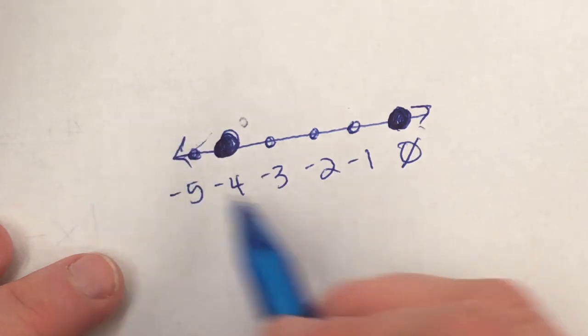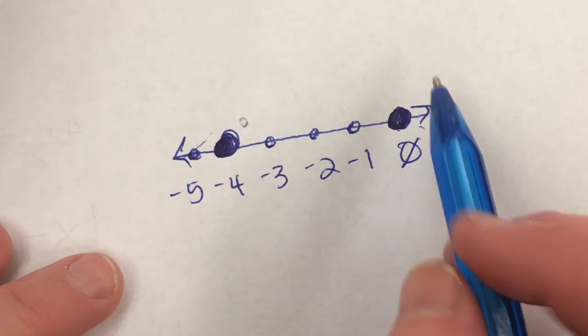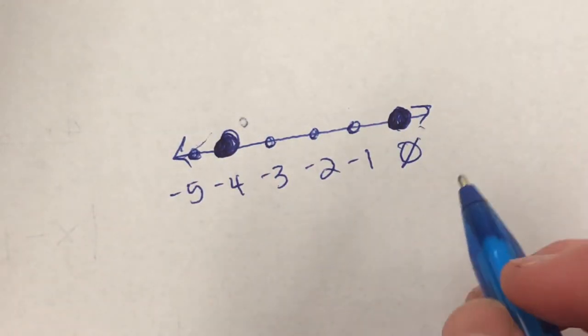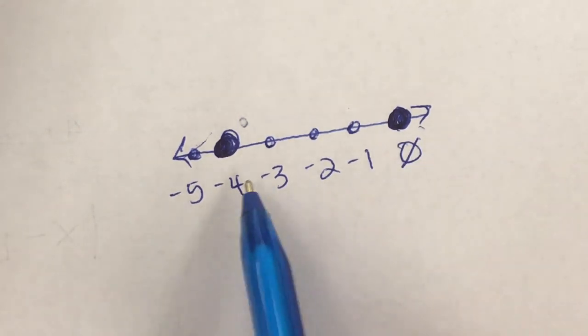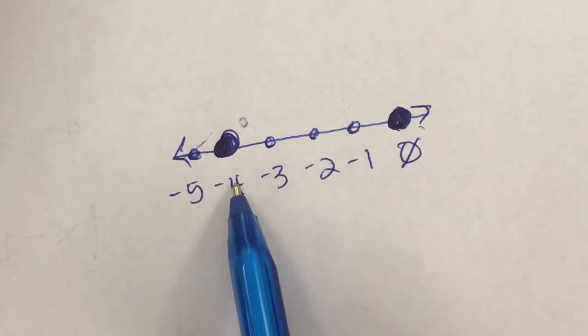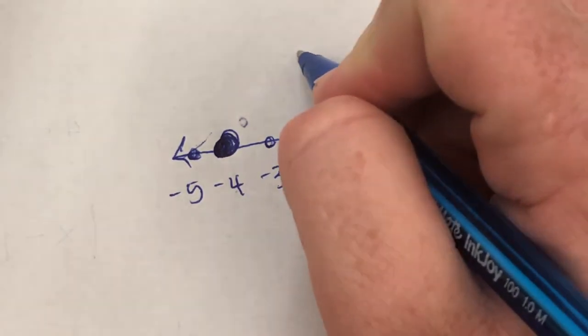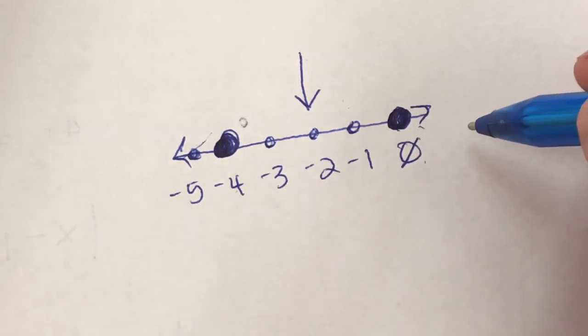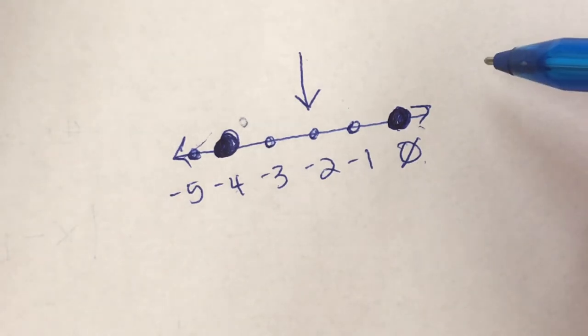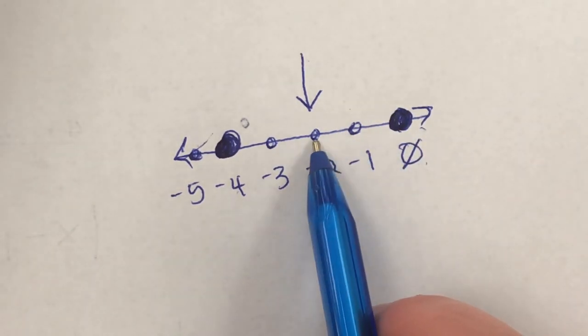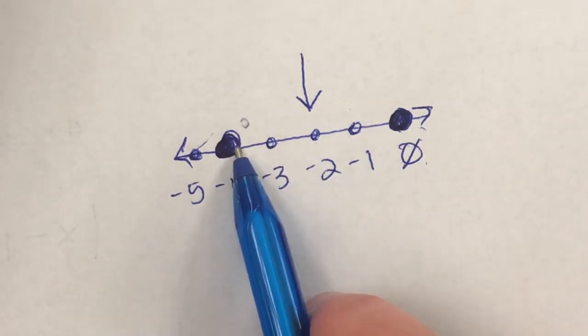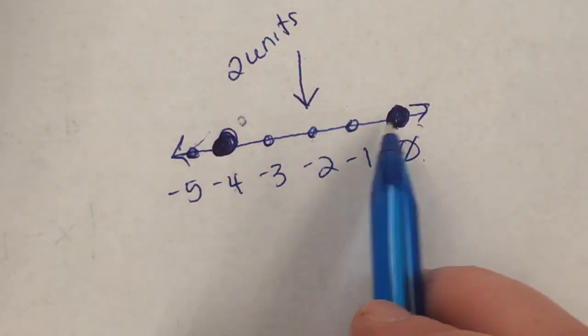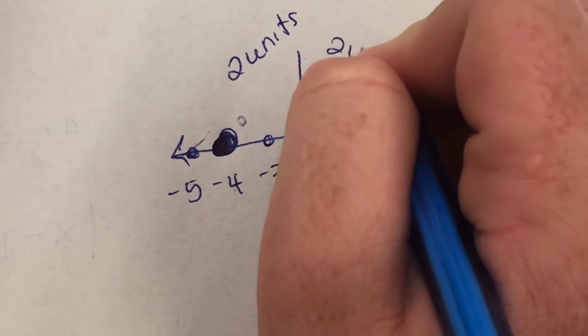Now I have to write an equation in absolute value form that this graph represents, right? So first thing I want to do is find the midpoint, the exact middle between negative 4 and 0. That's negative 2, right? Just add them together, divide by 2. Negative 4 plus 0 divided by 2 is negative 2. The distance from negative 2 to negative 4 is 2 units. The distance from negative 2 to 0 is 2 units.